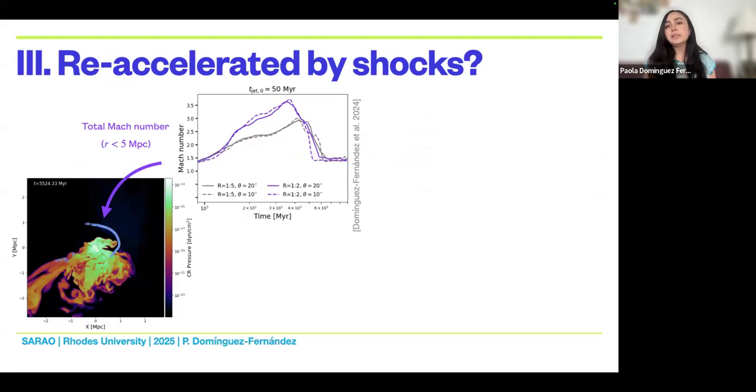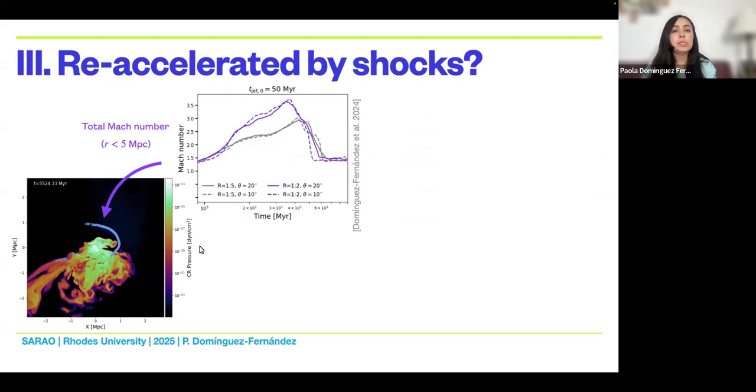Now, the next thing that we wanted to check was what's happening with the shocks, right? So, could they somehow reaccelerate this fossil population of electrons? Here we did a simple test. We have a shock finder in our simulations, and we just took a look at the results of that.